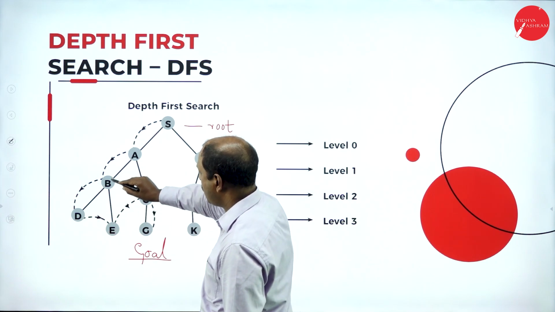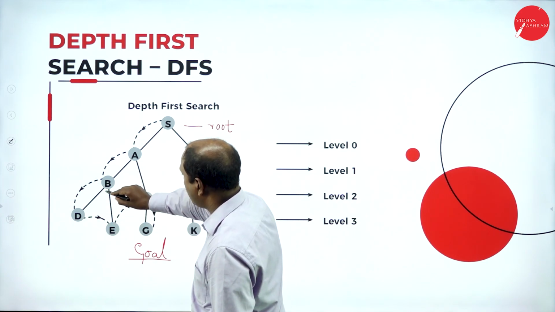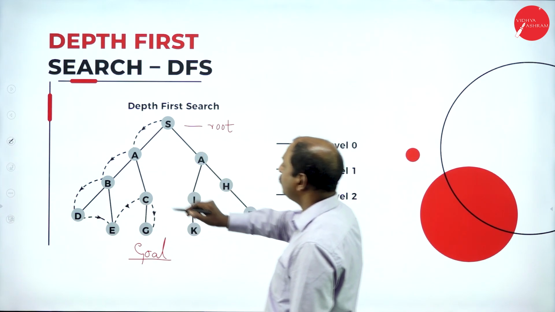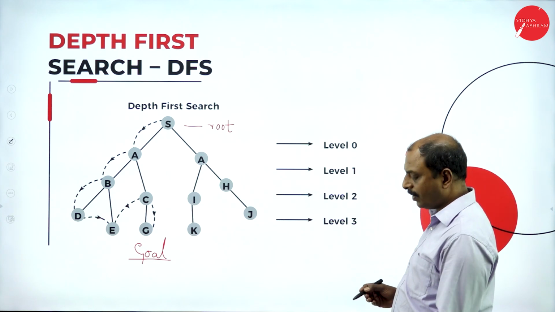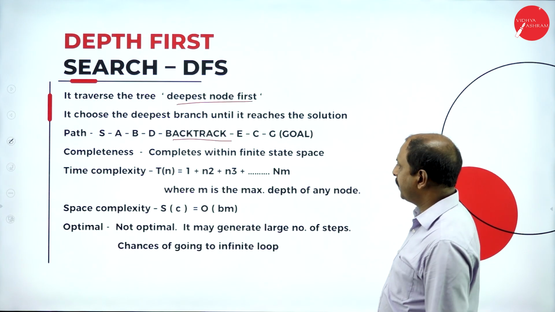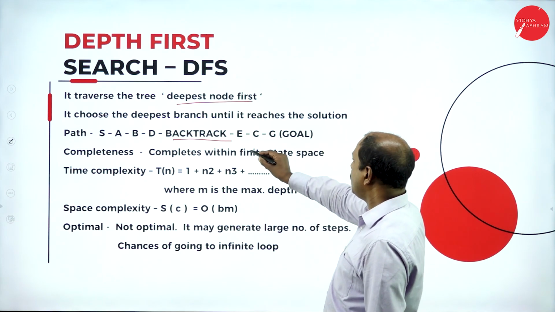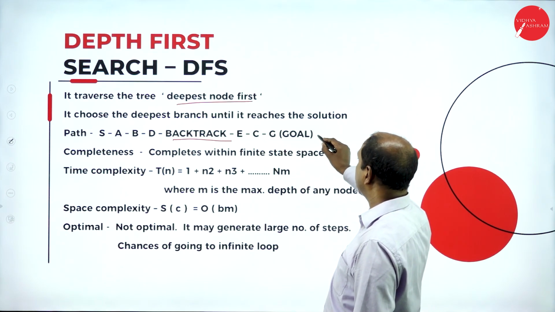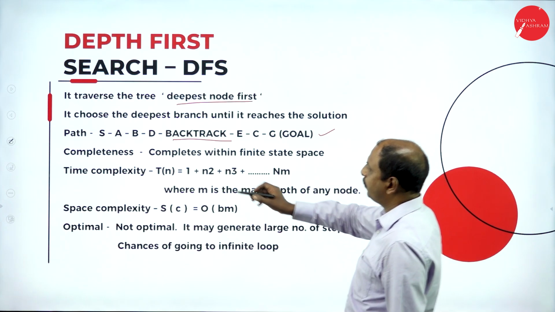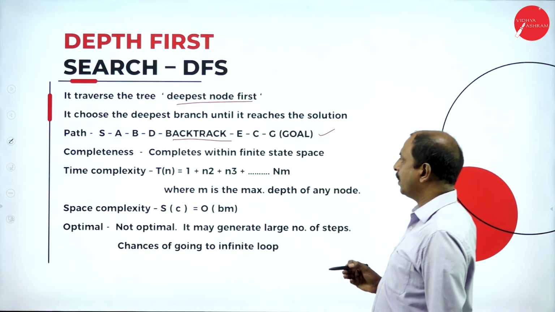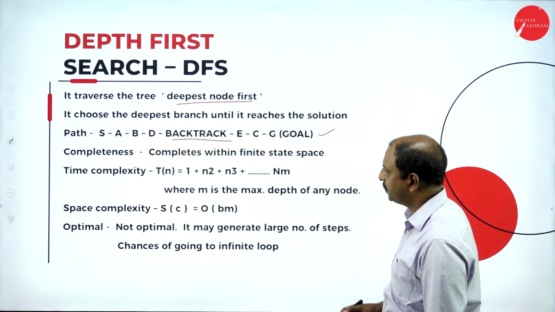It has to go back to B, from B again to E and to C. So this is the meaning of backtracking. Backtracking operation is there in this algorithm. E, C, finally G, that is the goal node. See, this is the path taken in this algorithm to reach the goal node G.